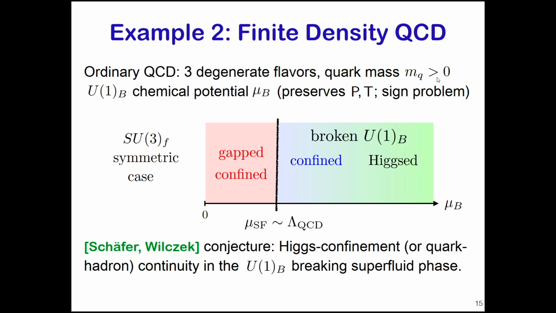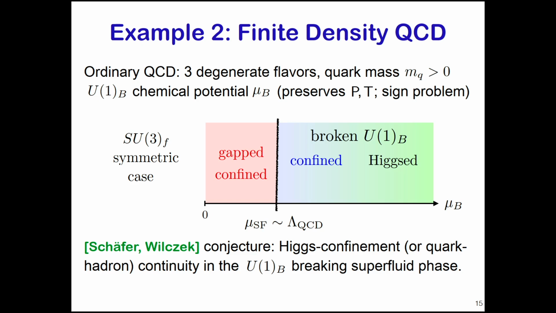So the answer is yes. So let me go to my second example, which, as you will see, is related to the previous one spiritually. And now I'm discussing honest-to-God QCD. I'm not throwing in my Higgs field anymore, but I am turning on a chemical potential for baryon number. So I'm studying finite density QCD, and I'm going to take the same setup, 3 light quarks and degenerate positive quark masses. So this SU(3) symmetric case is much easier than the real-world case with the physical quark masses, which is very complicated.